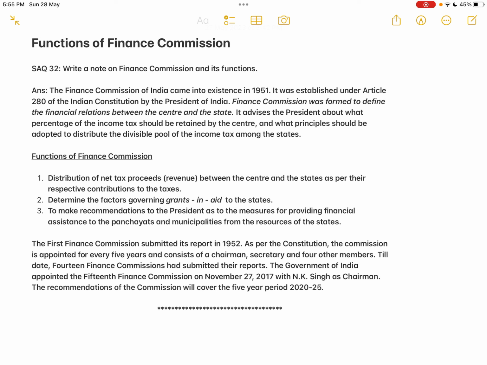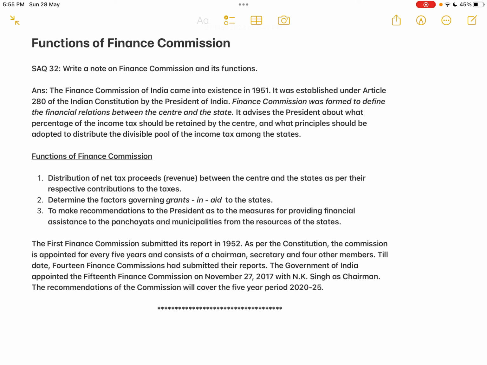It advises the president about what percentage of the income tax should be retained by the centre and what principles should be adopted to distribute the divisible pool of the income tax among the states. So what percentage of the income tax should be retained by the central government, and how much percentage has to be distributed between the different state governments. That advice is given by the Finance Commission to the Government of India.